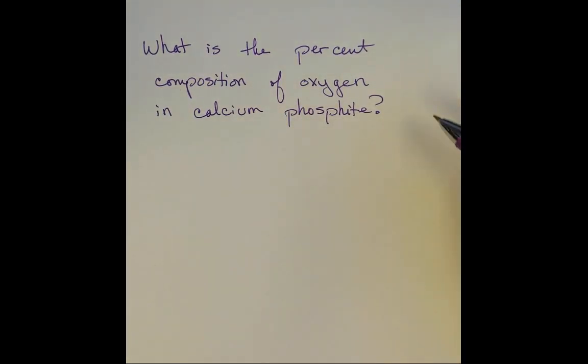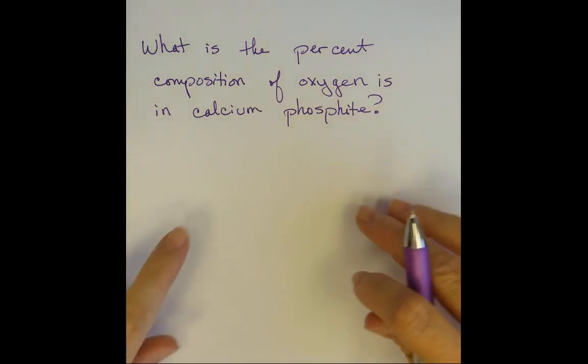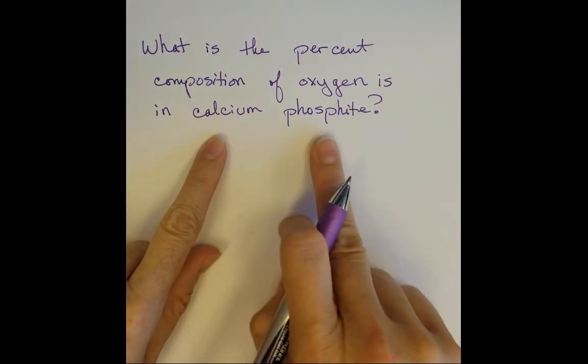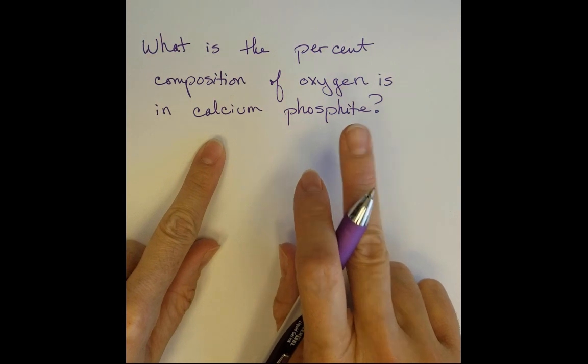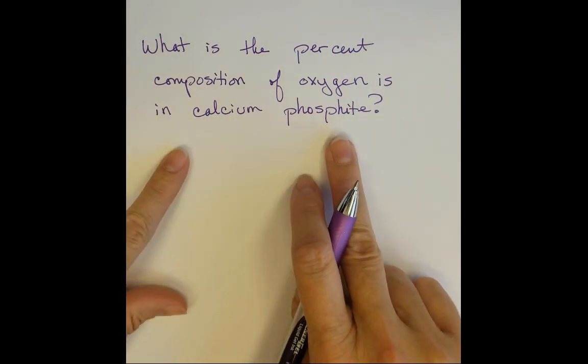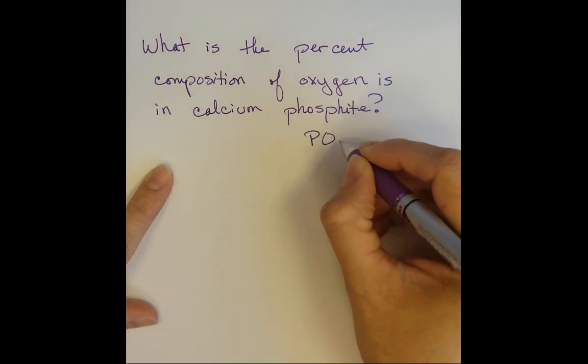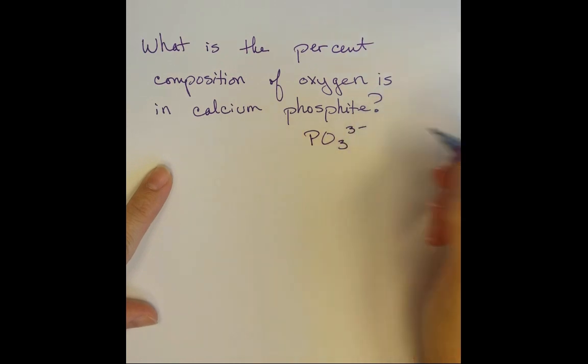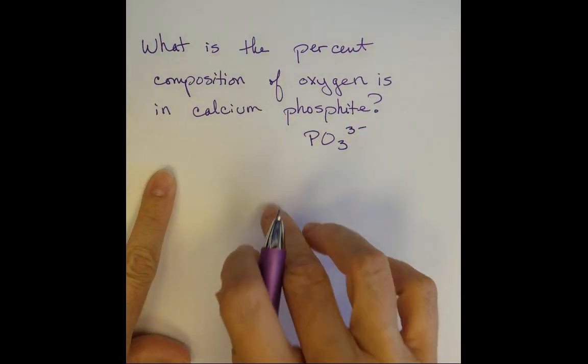So we're going to be answering the question: what percent composition of oxygen is in calcium phosphite? There's a lot of little pieces to this question. First, we actually need to know what this is, which also means we need to know what phosphite is. This is one of your polyatomic ions, so you are supposed to have those memorized. But phosphite looks like this.